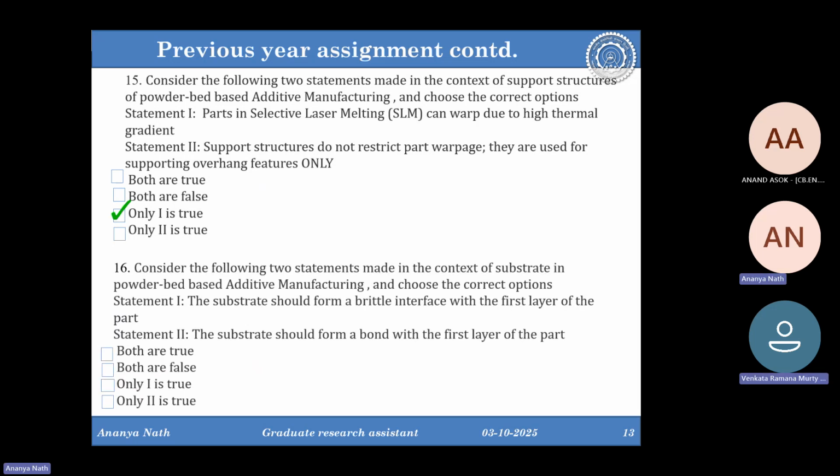One is true. Consider the following statement: the substrate should form a brittle interface with the first layer of the part.